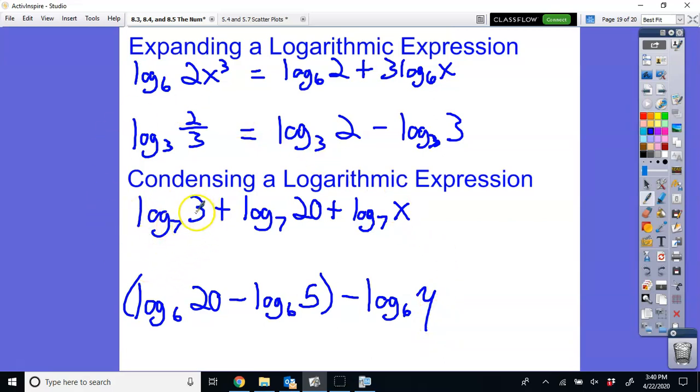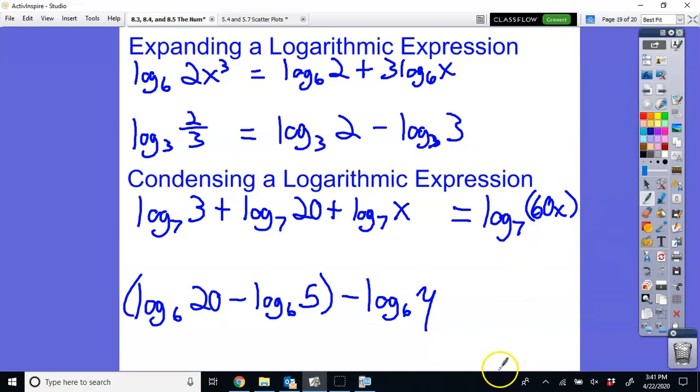Log base 7 of 3 plus log base 7 of 20 plus log base 7 of x. Notice I'm adding all the way across there. So that means when I condense it together, think about what I did up here. I go backwards. Condensing it together means addition goes back to multiplication on the inside. So one logarithm answer here, log base 7 of 3 times 20 times x. 3 times 20 times x would be 60x, all of that now on the inside of that logarithm.